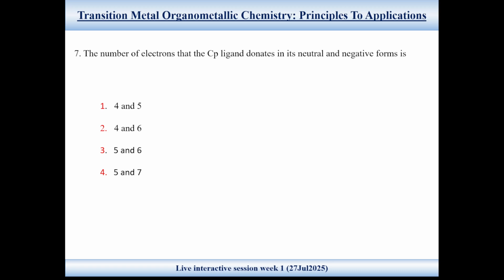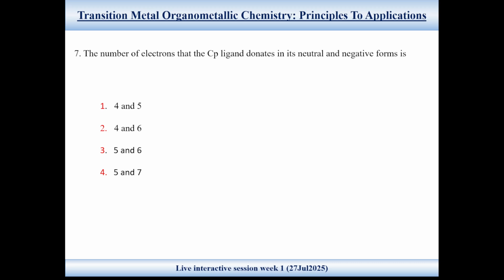Yes. So for the Cp ring or cyclopentadienyl ring, in the neutral method it will donate 5 electrons, so we will consider 5. But when we go to the ionic method, for any cyclopentadienyl complex, we have to calculate it as a 6 electron system, right?